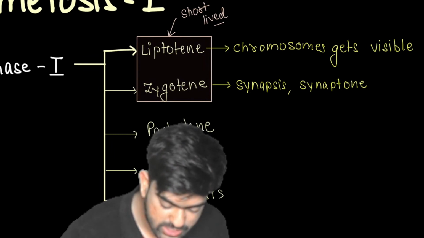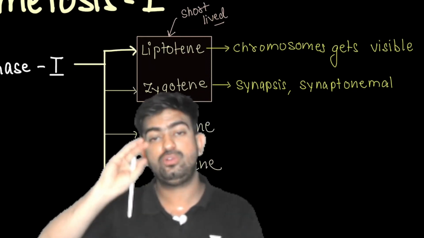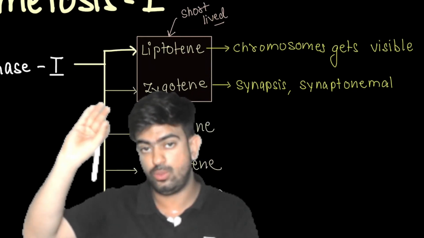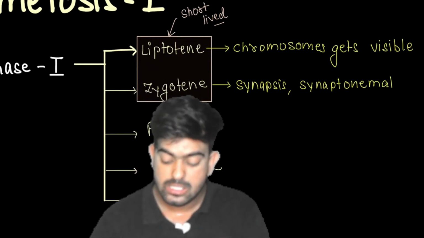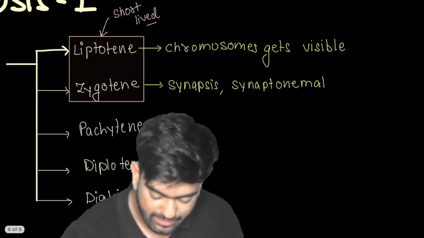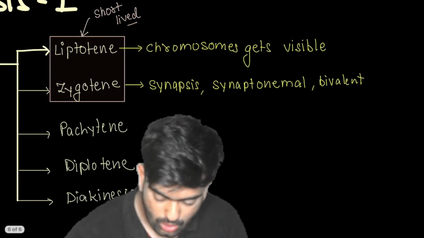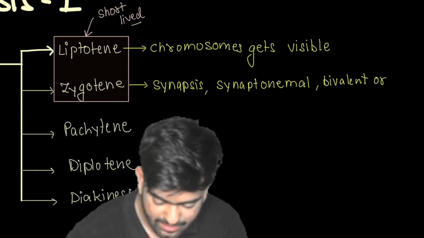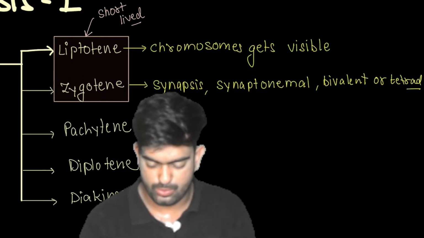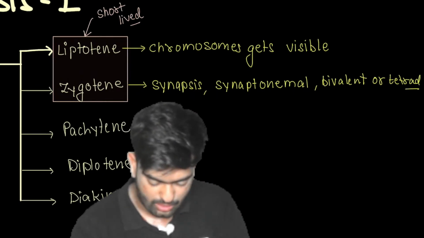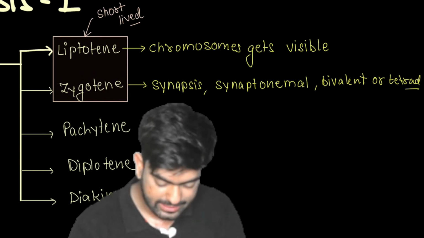So let's make a flow chart so that you will remember everything here only. You don't have to read 5 to 6 pages of your notes. Just focus on this. Let's make this and we are going to discuss everything. Synapsis, synaptonemal complex, and what? Bivalent, and what? Or tetrad. So these are the terms which we often hear and which make us confused, right? So today will be the last day of your confusion because we are going to discuss everything here.